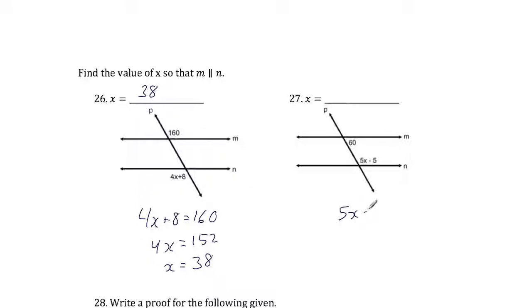Here we're going to have 5x minus 5 plus 60 equals 180, because in order for lines m and n to be parallel, these consecutive interior angles must be supplementary. So we get 5x plus 55 is equal to 180, or 5x is equal to, if we subtract 55 from both sides, 125. So that means that x must be equal to, oh boy, it's been a long day. Let's see, 5 goes into 12 2 times, and with 2 left over brings us 25.